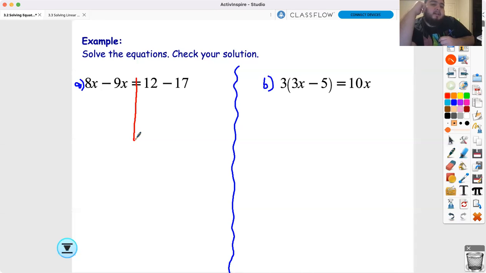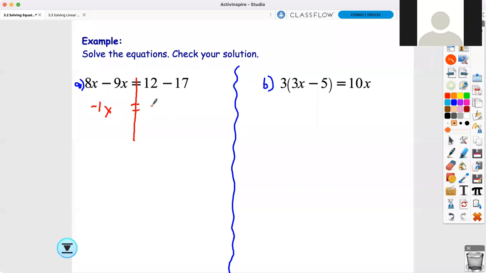Now, if you take a look at example A, do I have any like terms on the left side, class? You have 8x and 9x. What's 8x minus 9x? What's 8 take away 9? Negative 1x. Excellent. Equals. Now, do I have any like terms on the right side, class? 12 and 17. You have $12 and spent 17. What do you owe the bank? Negative 5. That's correct.